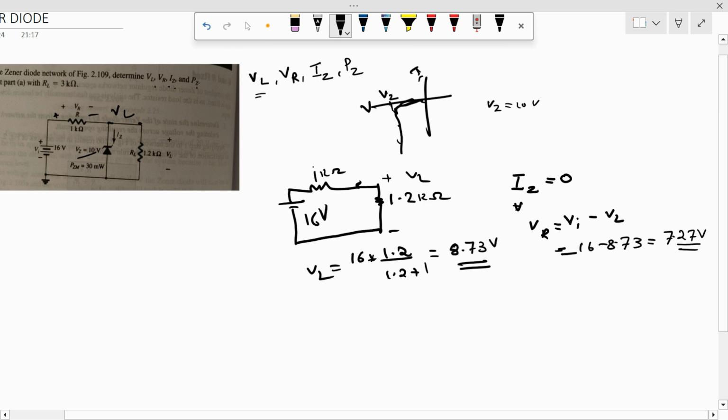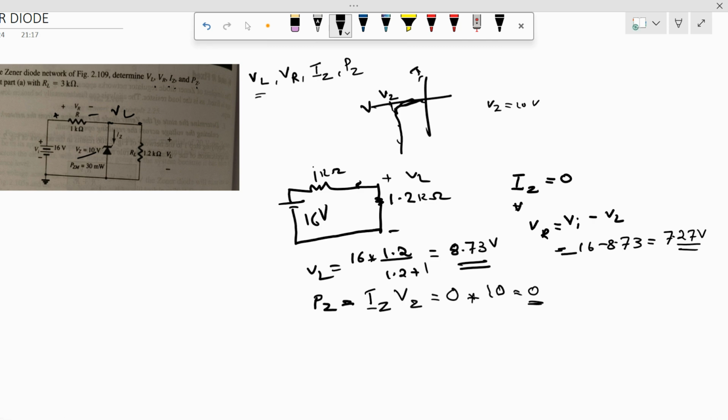Then what about IZ? We know IZ is 0 because the diode is in off state. And what about the PZ? If the diode is non-conducting, then IZ is 0. The power is IZ into VZ. We have IZ equal to 0 and VZ is 10 volt. Then it's definitely 0. So there is no power dissipation in the Zener because it's not in reverse breakdown, it's not in an on state, right.